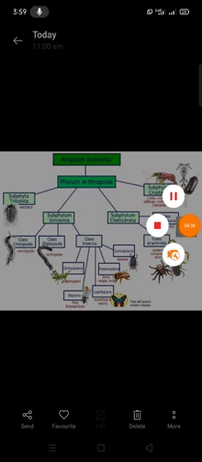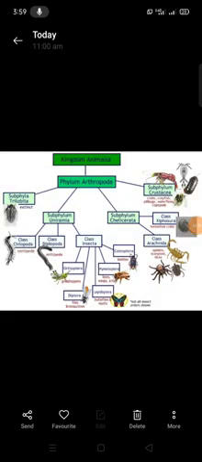Antennae and jaws are completely absent, and the respiratory organs are book gills, book lungs and trachea. Here, what are there? Book gills, book lungs and the trachea.